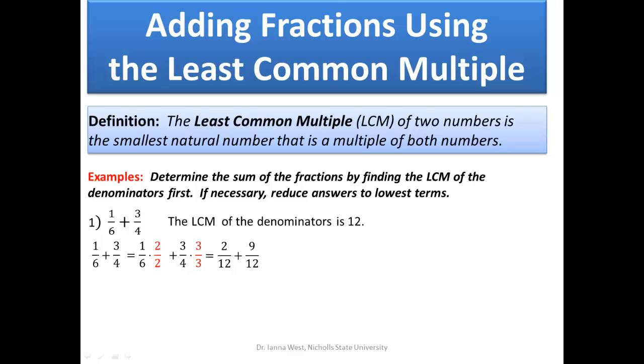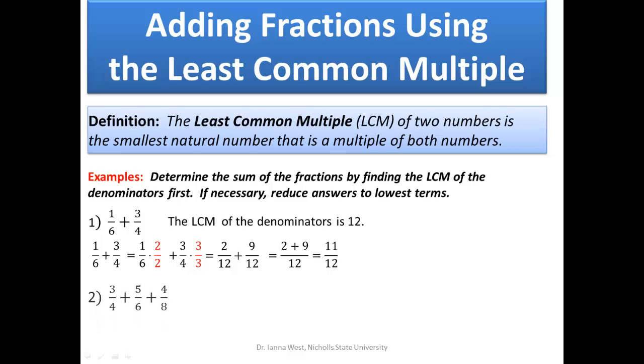12. Now that we have like denominators, all we have to do in order to add these two fractions is add the numerators and carry over the denominator, giving us the final answer, 11 over 12. This fraction is already in lowest terms.